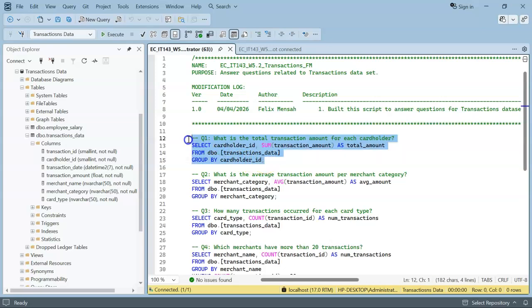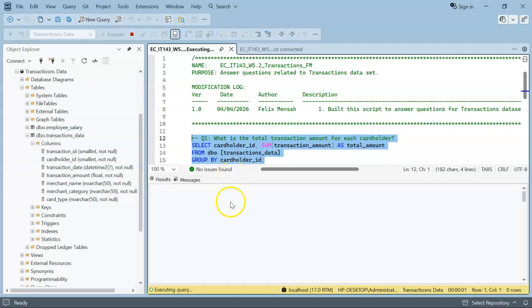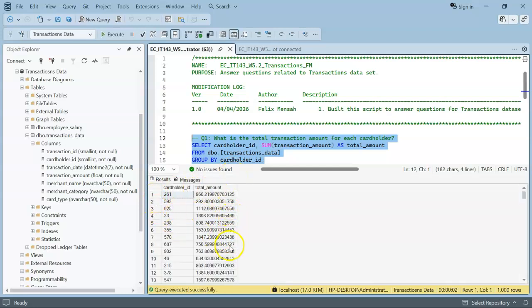So now let's run it and see. And this is the outcome. This query summarizes all the transaction records by cardholders. Okay, so now let's move on to the next question.